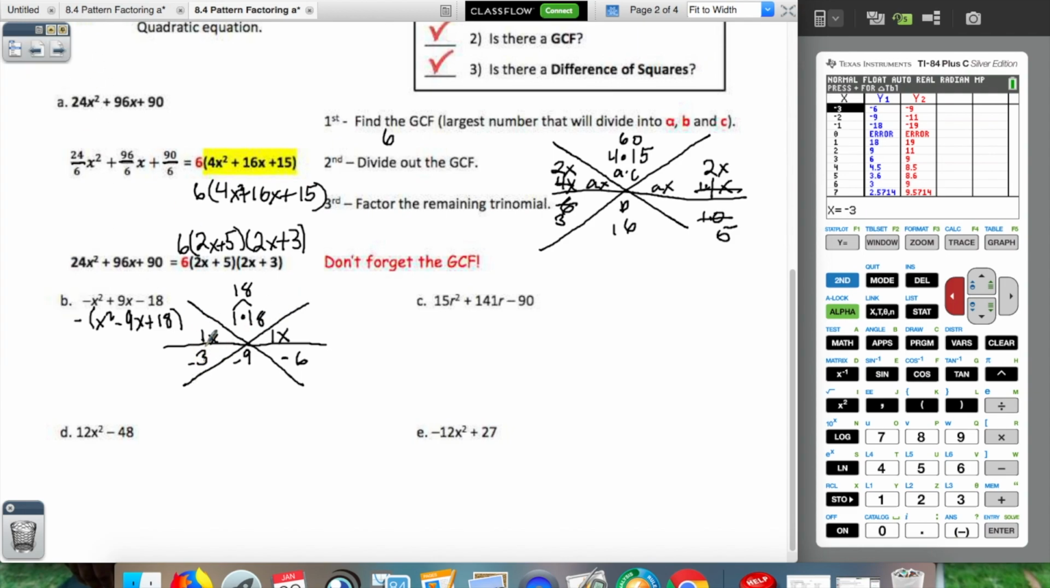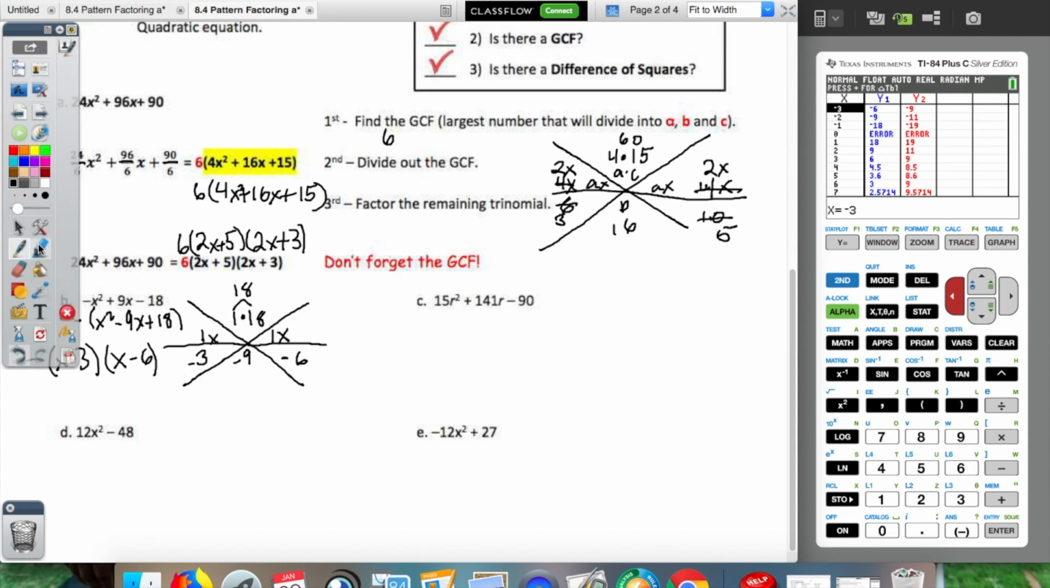So, let's check those. Is there anything that can go into 1x and negative 3? Nope. Anything that can go into 1x and negative 6? Nope. So that means we have our two binomials. So go ahead and bring down the GCF, the negative, so negative. And then we have x minus 3. And now we have x minus 6. And there we go. There's our answer.